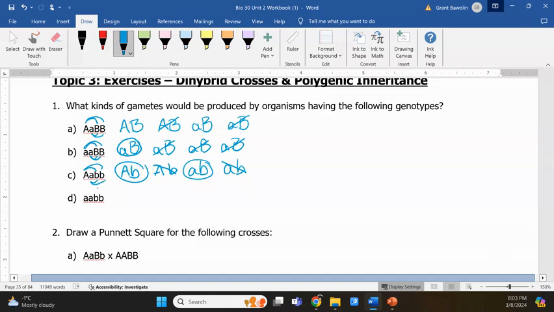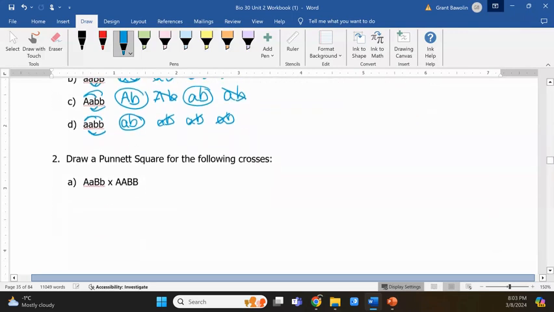The last one, I can see it is homozygous for both traits, so we are going to have all of the same gametes again. And so if we were putting this into a Punnett square, we would cancel 3 and just put 1 into our Punnett square. Let's look at question 2.